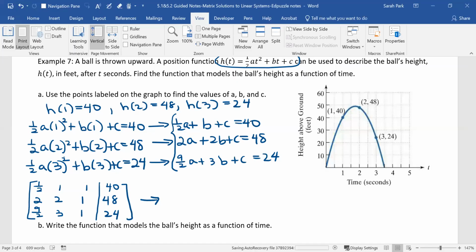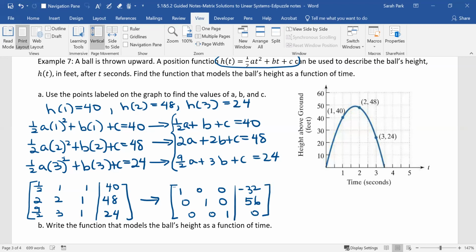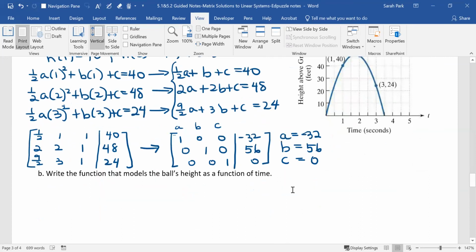So our reduced row form is 1, 0, 0, negative 32; 0, 1, 0, 56; and 0, 0, 1, 0. So what does this mean? This means that a, the coefficient a, is negative 32, b is 56, and our constant term c is 0.